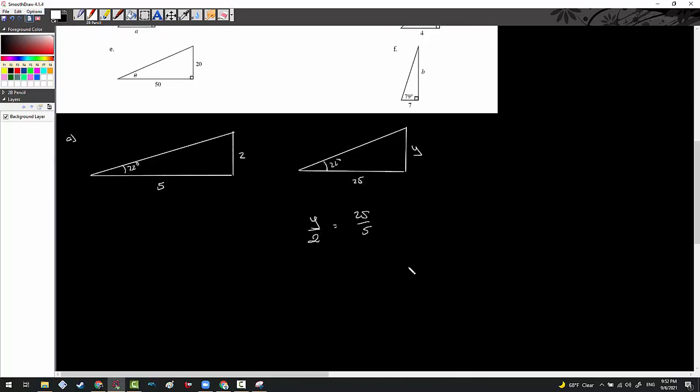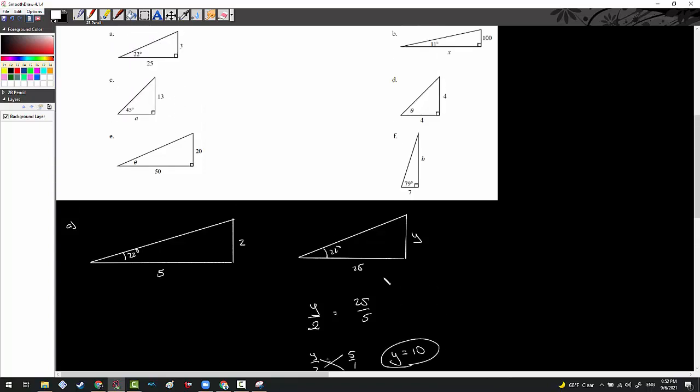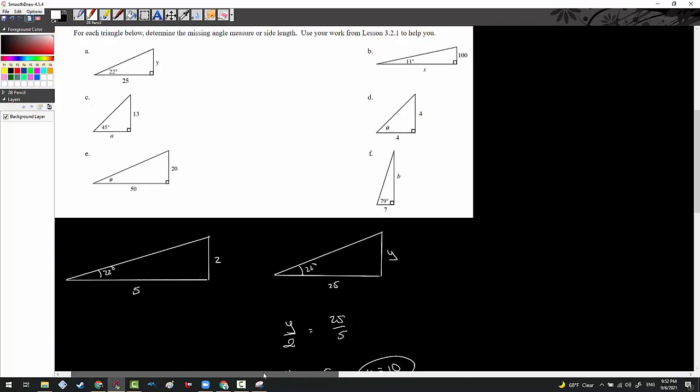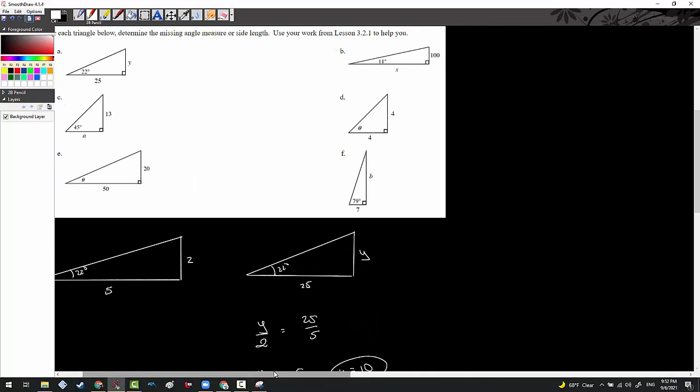And so from here, I can reduce that. I can say y/2 is equal to 5/1. If I cross multiply, I end up getting y equals 10 as my value. So again, I'm just using similar triangles here. And there's a reason why we did so many similar triangles before, and that's because we're eventually going to learn a relationship that allows us to determine this slope angle relationship here.